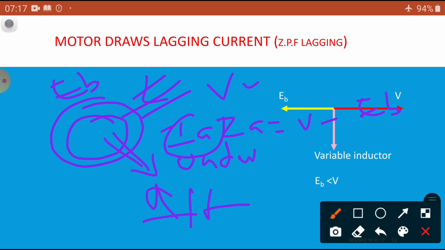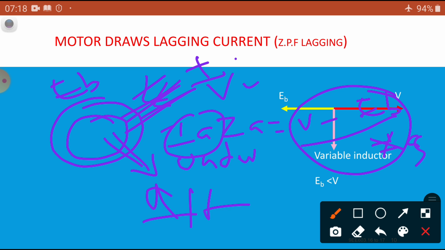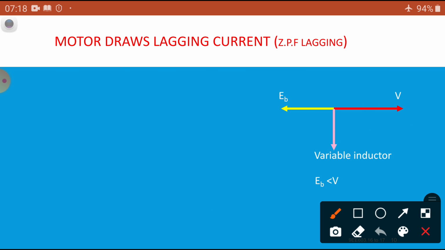Then I want the IA. So, we are going to V minus EB by ZS, sorry, XS. Now, in this condition, the current which is drawn from the supply is at a lagging power factor. That means if V is in this direction, then I is in this direction, maximum 90 degrees. V and IA: you can see here, the current is lagged by a maximum of 90 degrees under under-excitation condition.